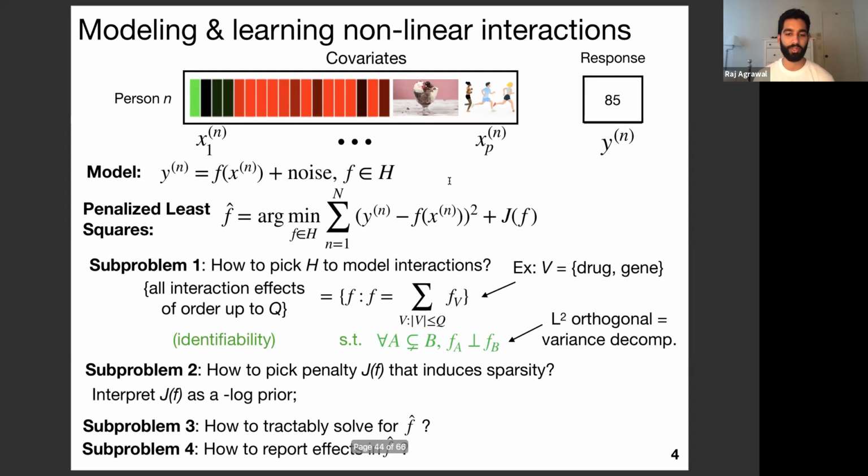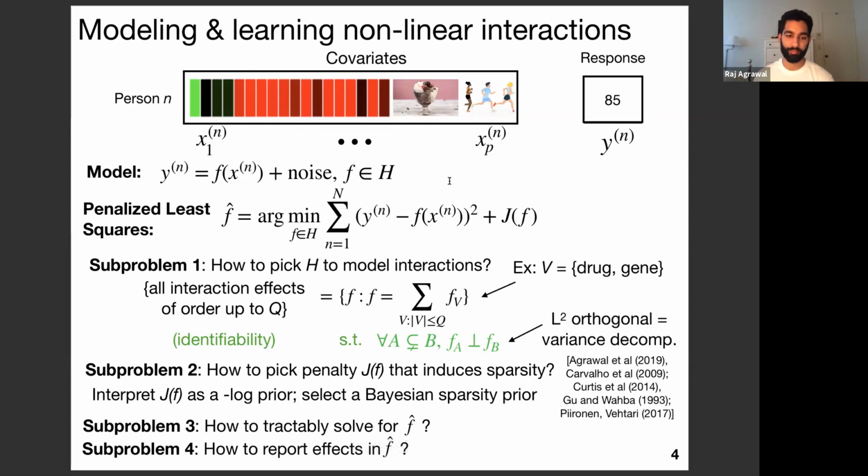For the second problem, it turns out to be a lot easier to induce sparsity when you think of J(f) as a negative log prior. So we build on existing Bayesian sparsity priors to get sparsity in our problem. A lot of this is driven by previous work shown here. But our big contribution is really on the computation side, where we show how to solve this penalized least squares problem in time linear in covariate dimension, and still report effects in time linear in both covariate dimension and interaction order, when we look at these special types of kernels, which we define as SKIM-FA kernels.